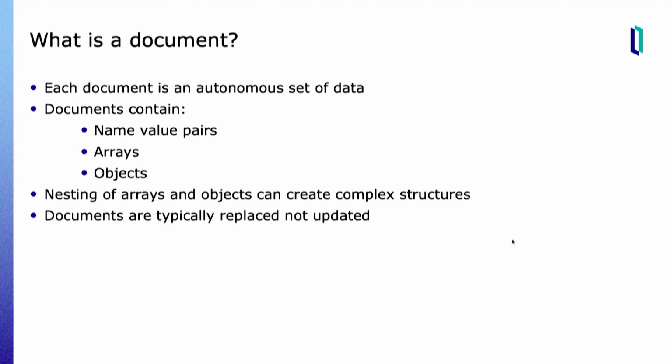Getting started, obviously, first of all, definitions. What is a document? In general, a document always comes with a couple of pieces. First of all, it contains named value pairs or objects or arrays. These are basically the key components of what a document is composed of, and they're typically hierarchical, so you can nest these structures in itself.